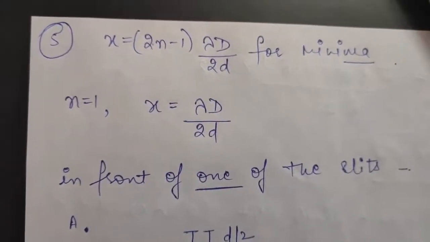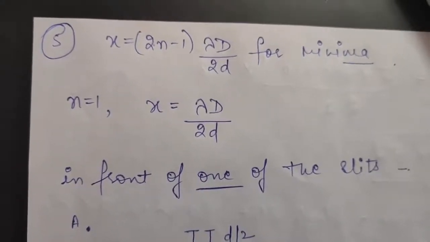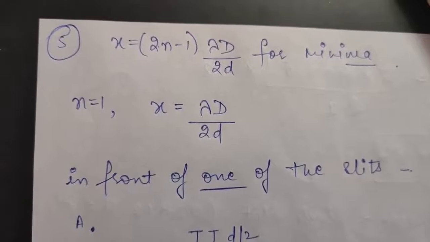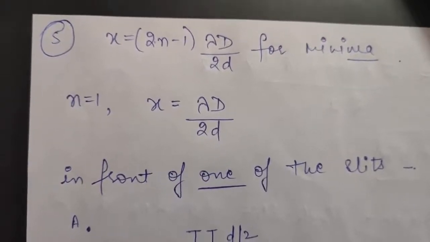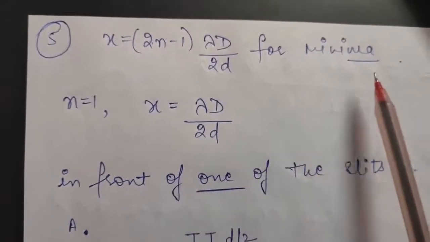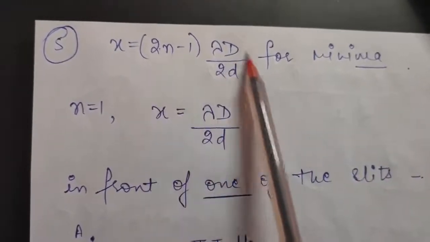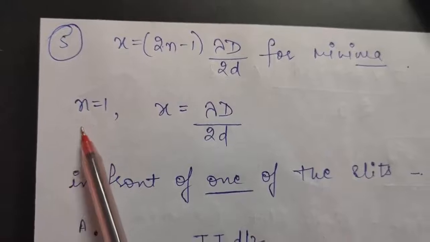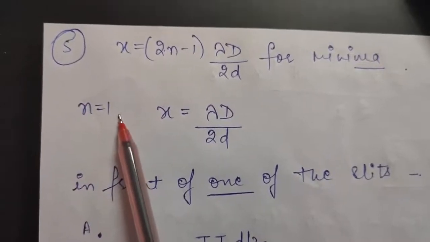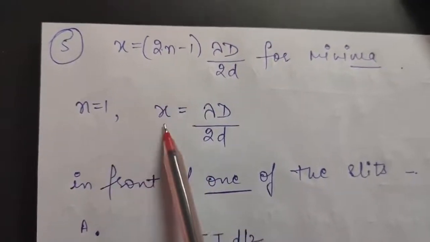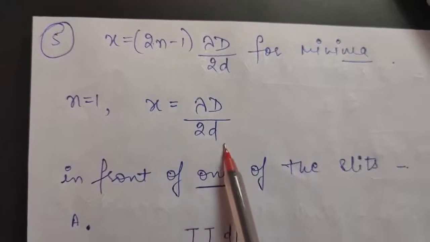So you are given that your first minima is in front of one of the slits. Okay. So now again writing the condition for minima in interference pattern, that is (2n minus 1) lambda D by 2d. So if you take first minima, that is n is equal to 1, putting n equal to 1 here, x will come to be lambda D by 2d.